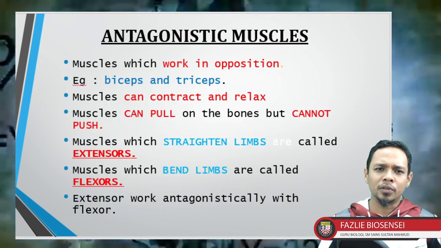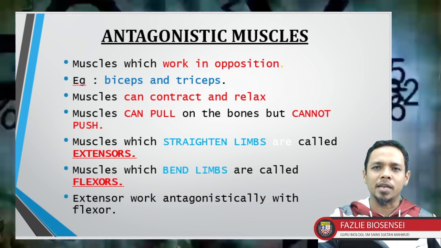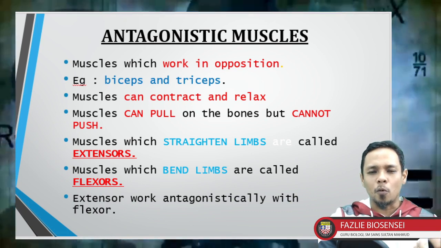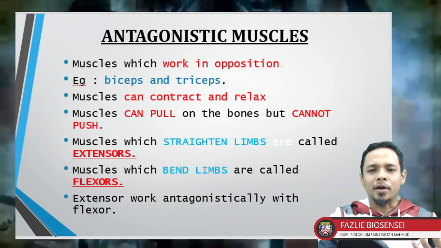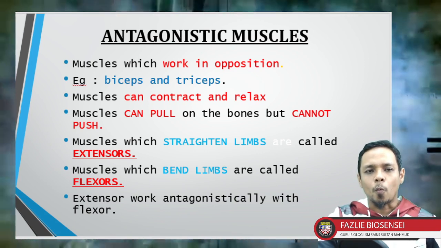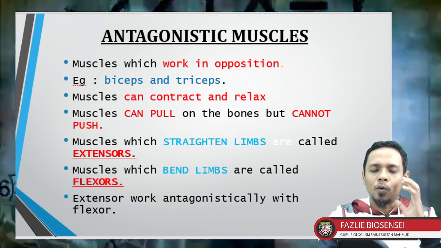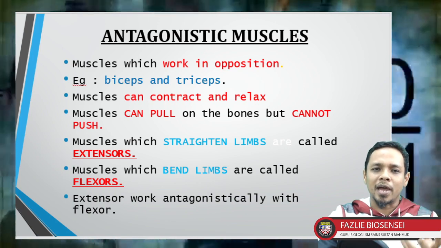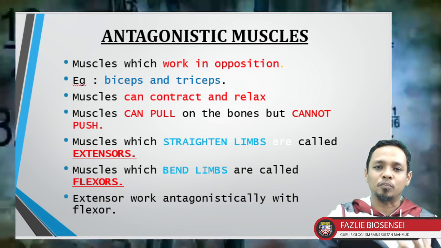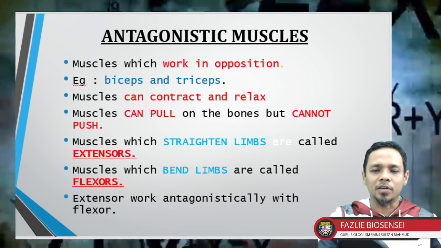So the most important characteristic of muscle is that it works antagonistically. Antagonistic means the muscles work in opposition as a pair of muscles. For example, bicep and tricep. When one muscle contracts, the other muscle will relax. Okay, so muscle can only contract and relax, and muscle can pull the bones but cannot push the bone. Okay, so this is what you have learned before in the previous lesson.